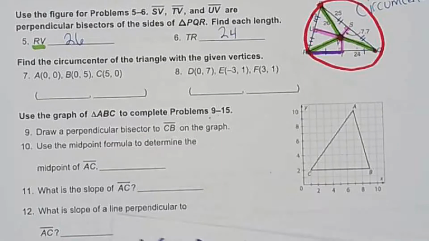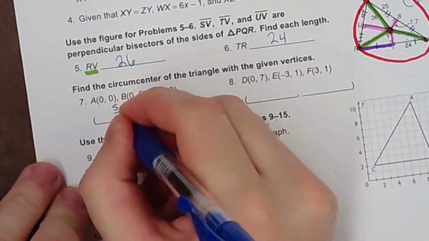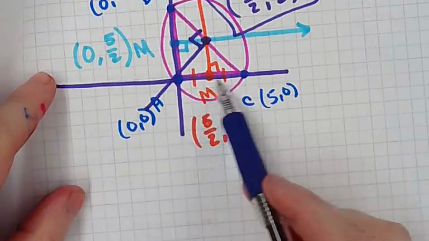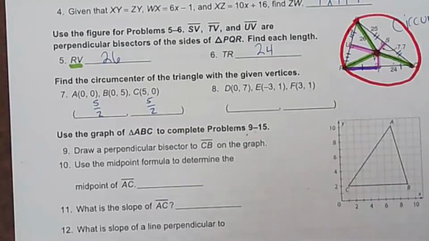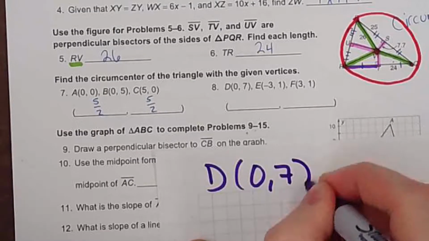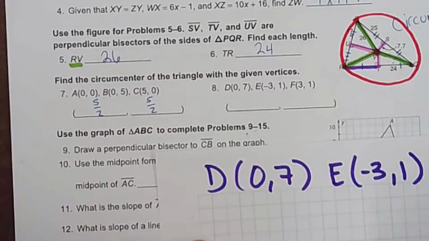So our circumcenter for number 7 was 5 halves, comma 5 halves. That's kind of an easy one because you can eyeball it. What's nice is that these are vertical and horizontal lines, and it's easy to find perpendicular bisectors to those. Let's look at the next one, which isn't as nice and requires a little bit of thinking. It gives us these points. D is 0, 7. E is minus 3, 1. And F is 3, 1.